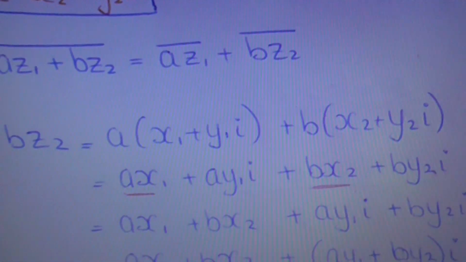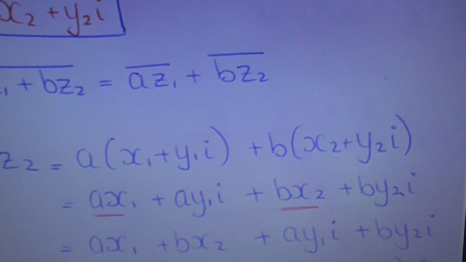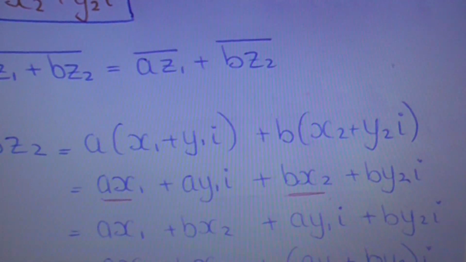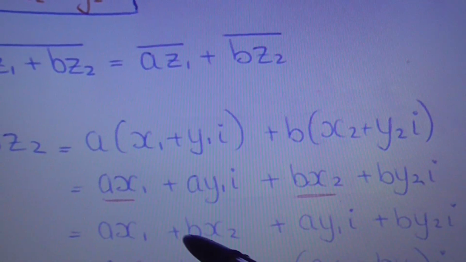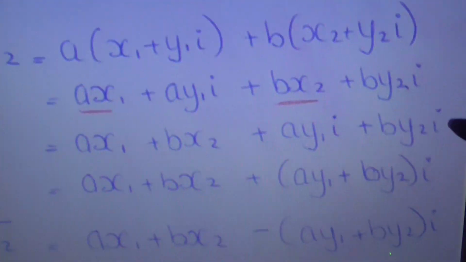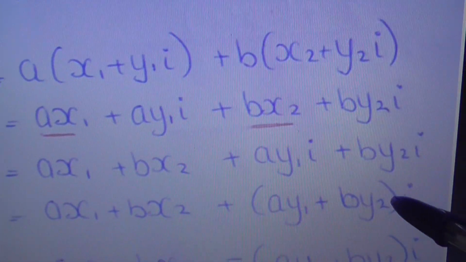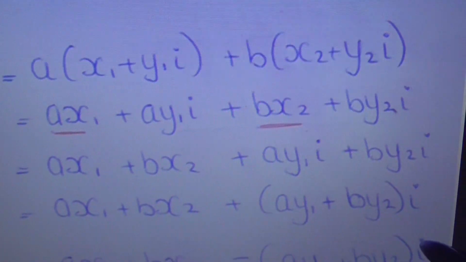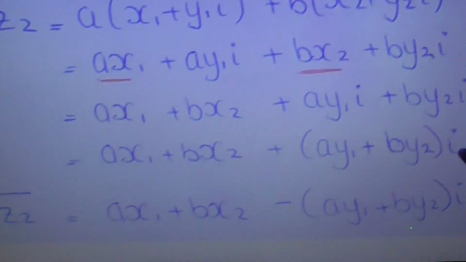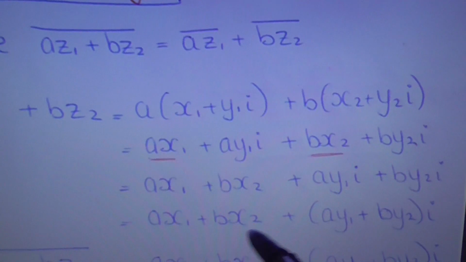Now you want to tidy things up, so you're grouping anything real with real and imaginary with imaginary. That's why I've underlined the two of these in red. They're both real numbers because there's no i's involved. So I've grouped them together, ax1 plus bx2, and then group the i's together because they're the imaginary part. So that's the real part, plus I've now just factored i out of both of those terms. So this is the imaginary part, ay1 plus by2 i. Okay, so that's what az1 plus bz2 works out to be.